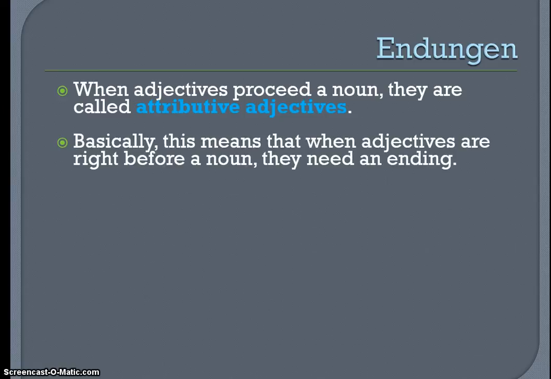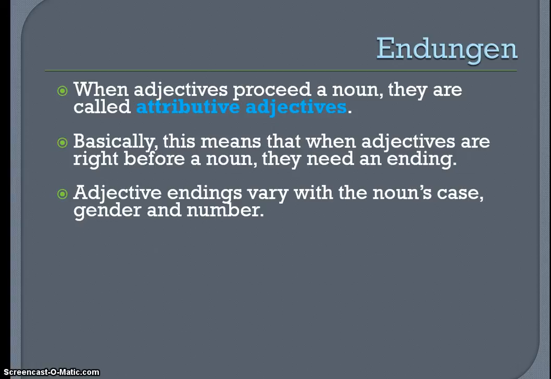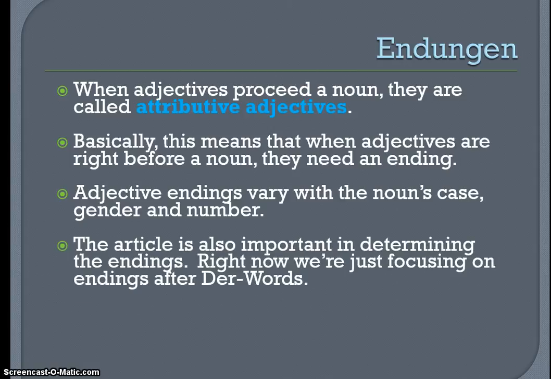Okay, so we have attributive adjectives. Right before a noun, they need an ending, just like we just went over. Now the main thing to remember is that the adjective endings vary with the noun's case, gender, and number. So if I have a masculine word in the dative case, my ending will be different than if I have a feminine word in the nominative case. The article is really important for us because it gives us a clue as to what case the noun is in, as well as its gender.